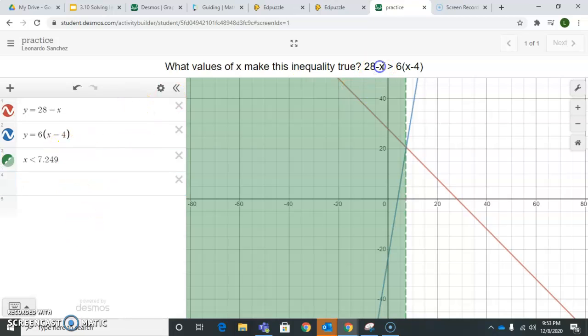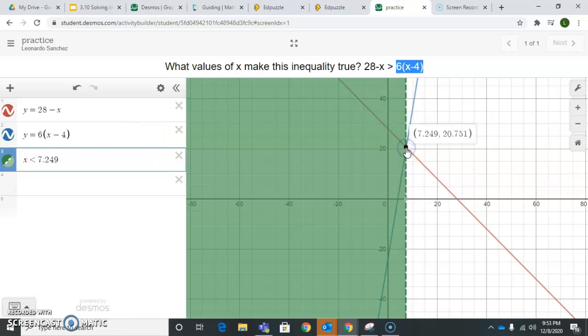So find, graph the stuff on the left of the inequality, graph the expression on the right of the inequality, and then determine on which side of this equilibrium point, or where they meet up, does the inequality hold true.